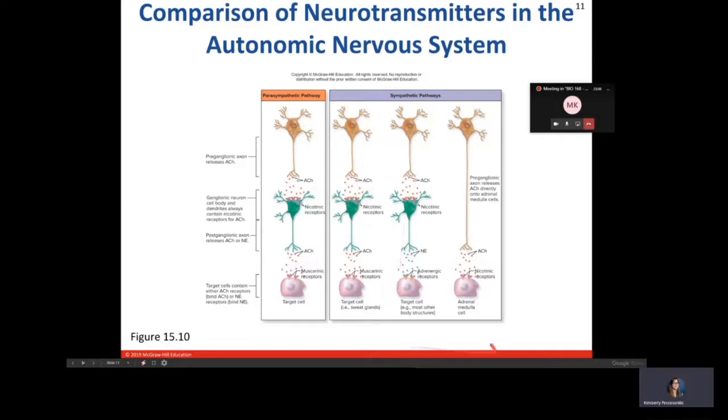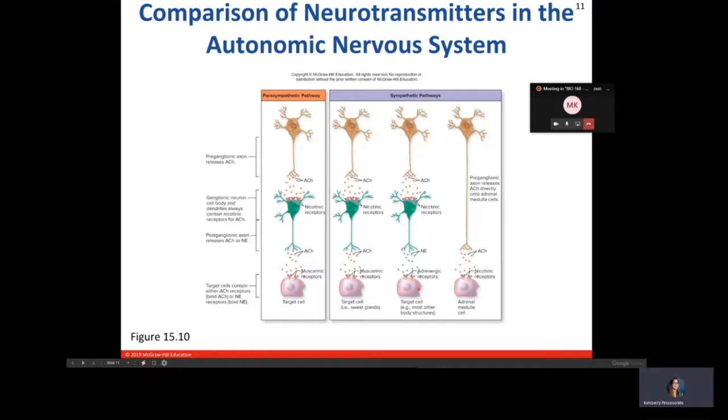So the vast majority, this middle one right here, this is the vast majority of the sympathetic nervous system. So the vast majority of the sympathetic nervous system is going to have a ganglionic neuron that is an adrenergic neuron, meaning that it releases norepinephrine or noradrenaline, right? And so that noradrenaline, norepinephrine, is then going to go to adrenergic receptors.